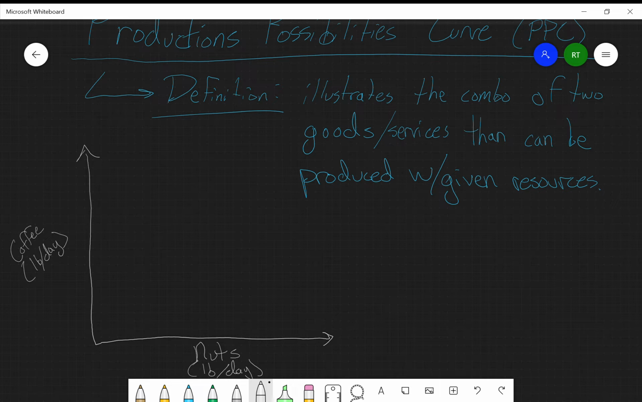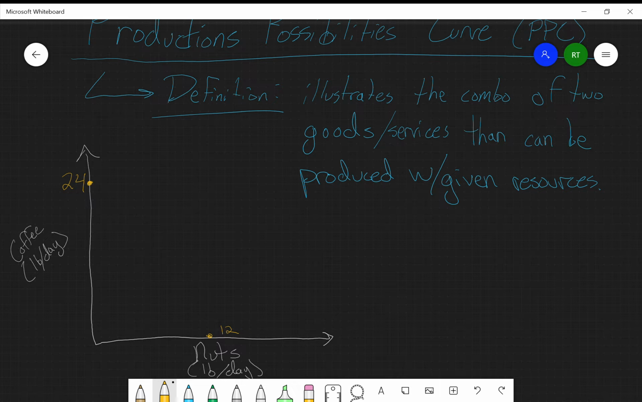And so we're given some information. We are told that in any given day, we can spend all day foraging and roasting and grinding coffee and get 24 pounds of coffee per day. Or we could spend all that time foraging for nuts, cracking them open, whatever the case may be, and we will end up with 12 pounds of nuts.